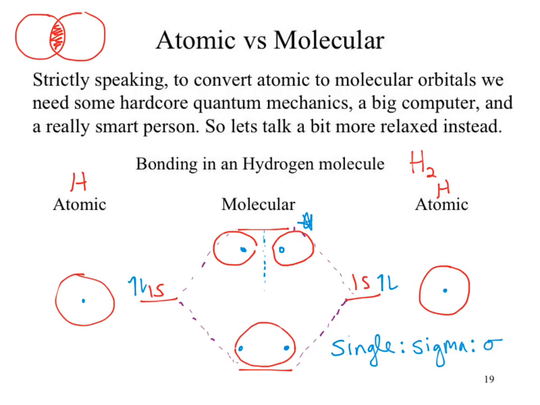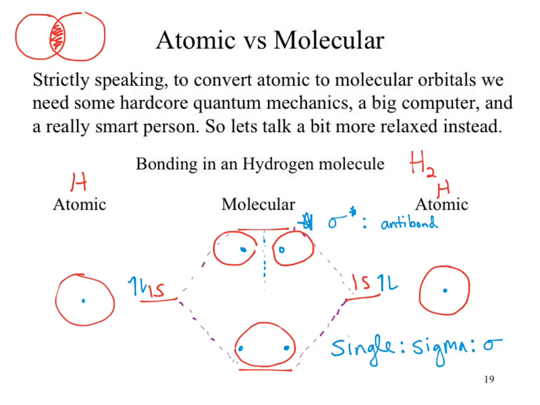Okay. The powers that be didn't like that term, and they referred to it instead as sigma star or anti-bond. Anti is fancier than non, or not. Okay, but it means the exact same thing. So we have the sigma anti-bond. Okay, because there's no bond happening.